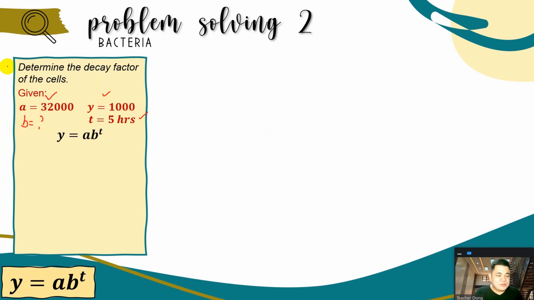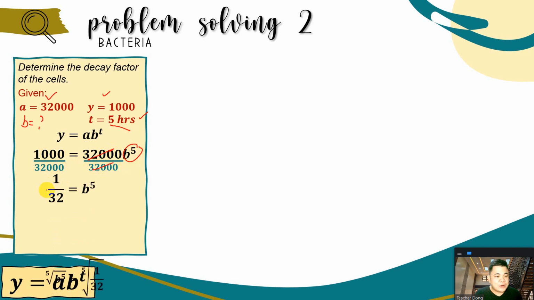And then after that, we will be using the general equation or function, which is y equals A B raised to the power of t. Then we have 1,000, which is the ending value, substitute it. And then we have A, which is 32,000. And then bring down B raised to the power of 5 hours. And then you have to isolate B raised to the 5th power by dividing both sides by 32,000. So 1,000 divided by 32,000 is simply 1 over 32 equals B raised to the 5th power.